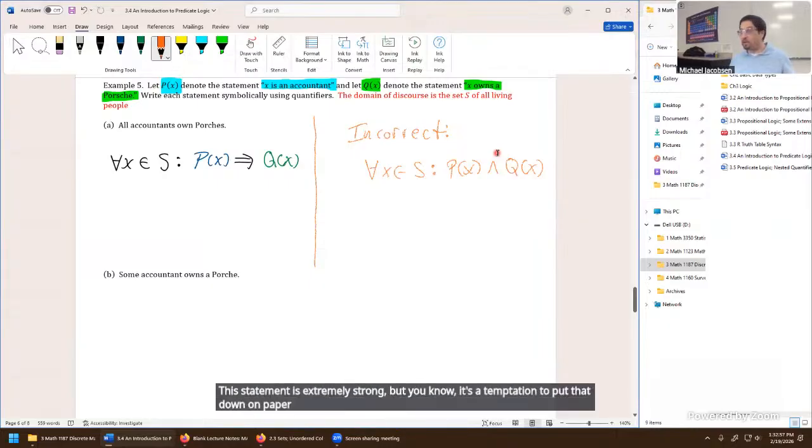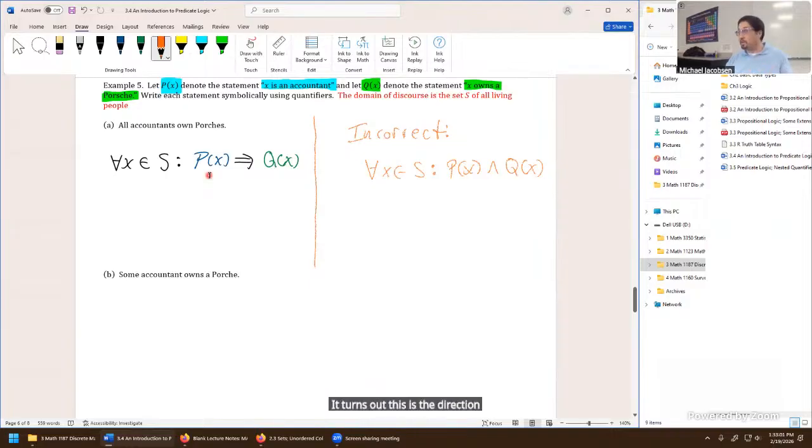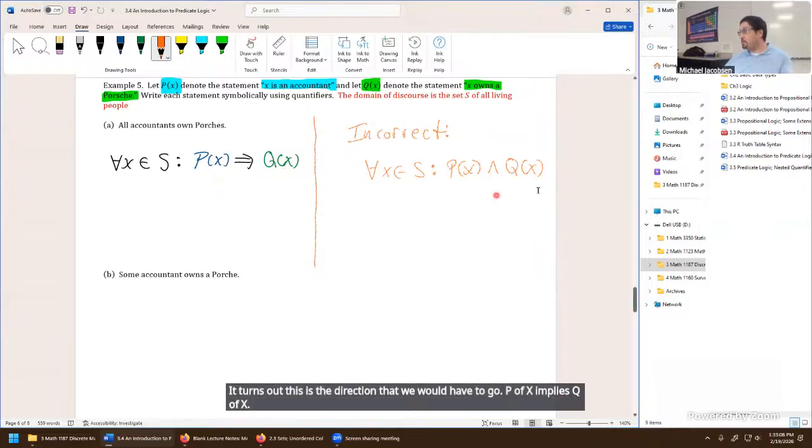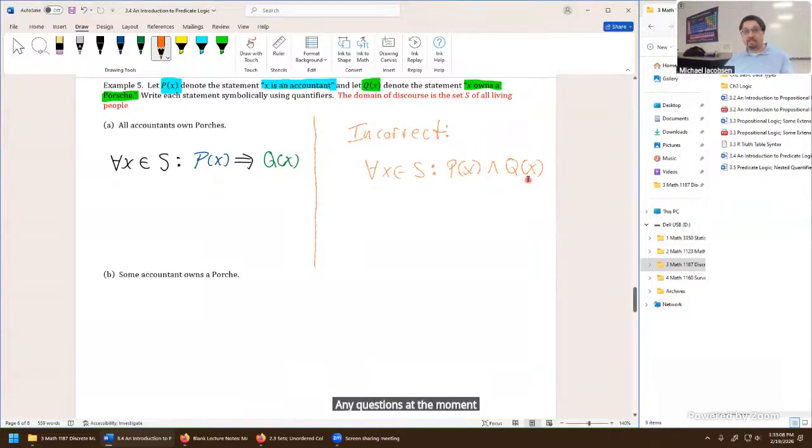This is a pretty tricky problem. It turns out this is the direction that we would have to go. P of X implies Q of X. But any questions at the moment on why this one would be false?